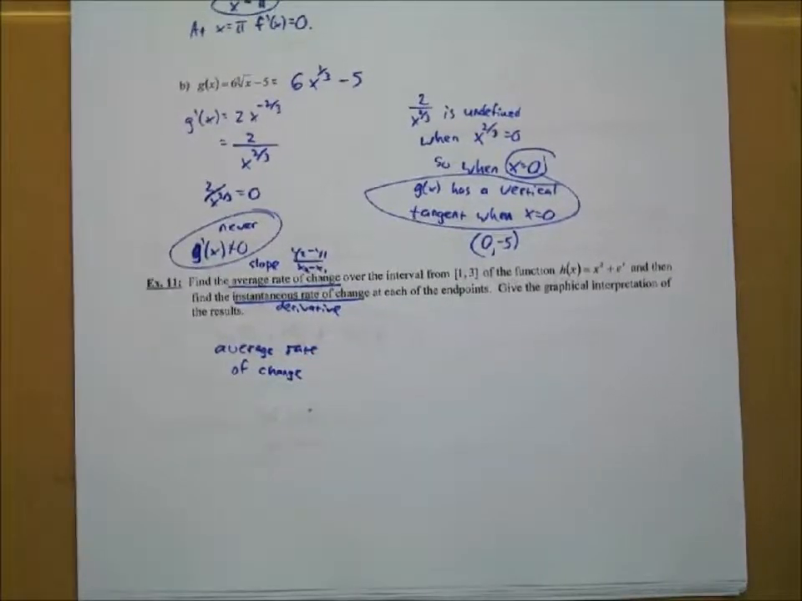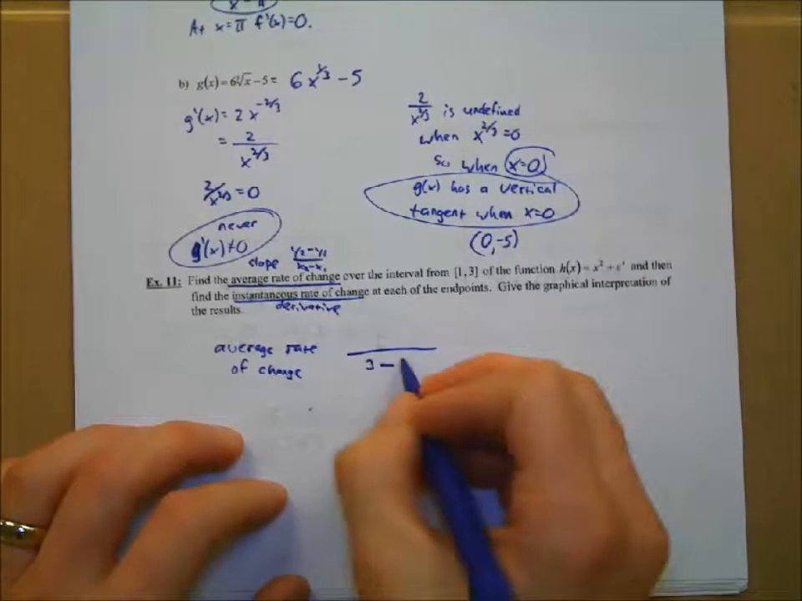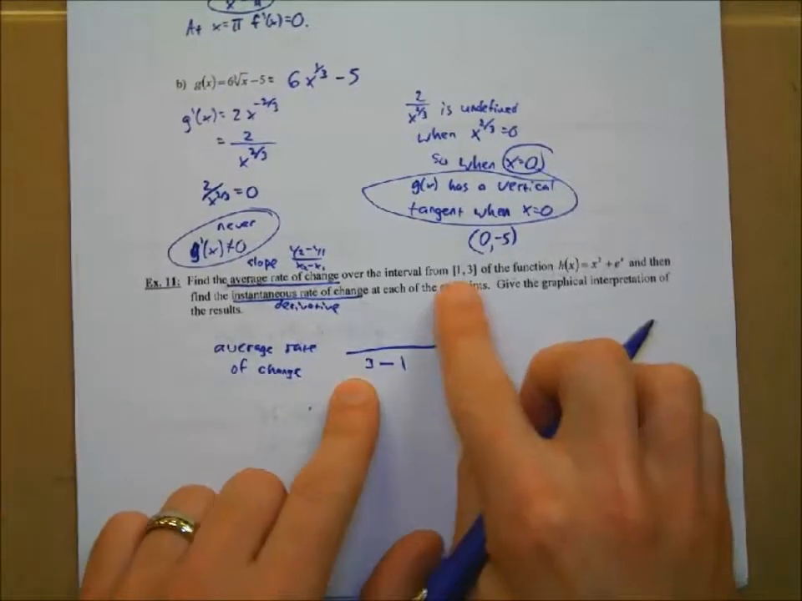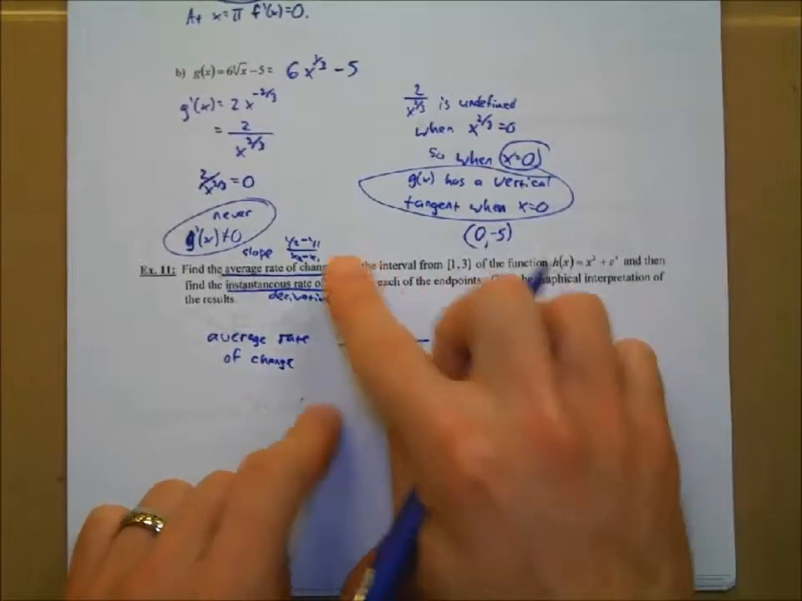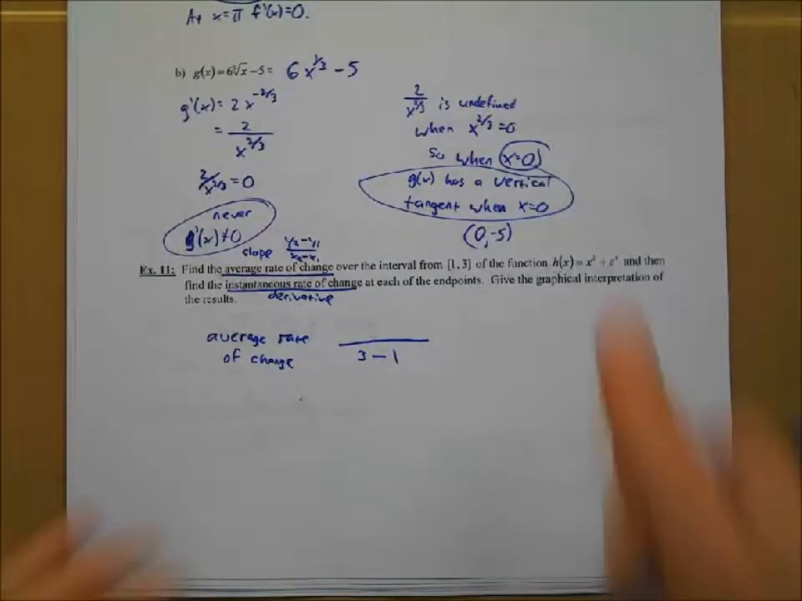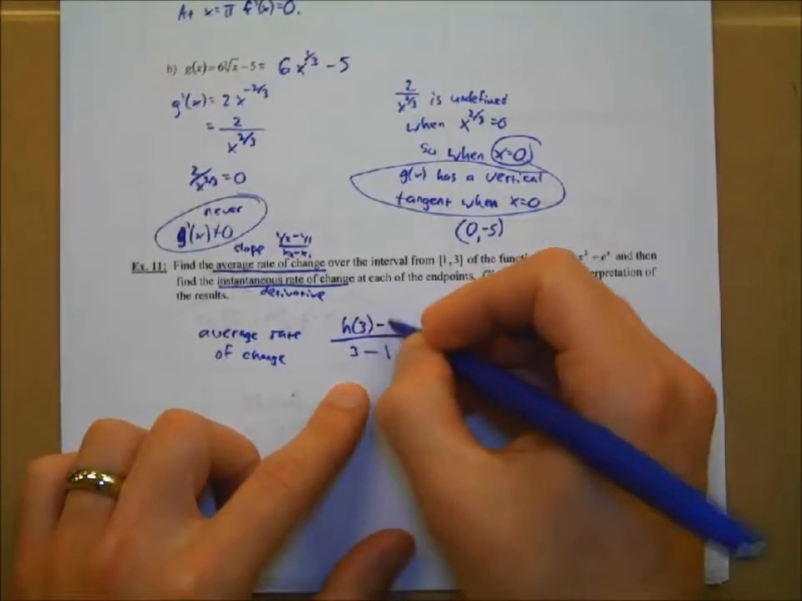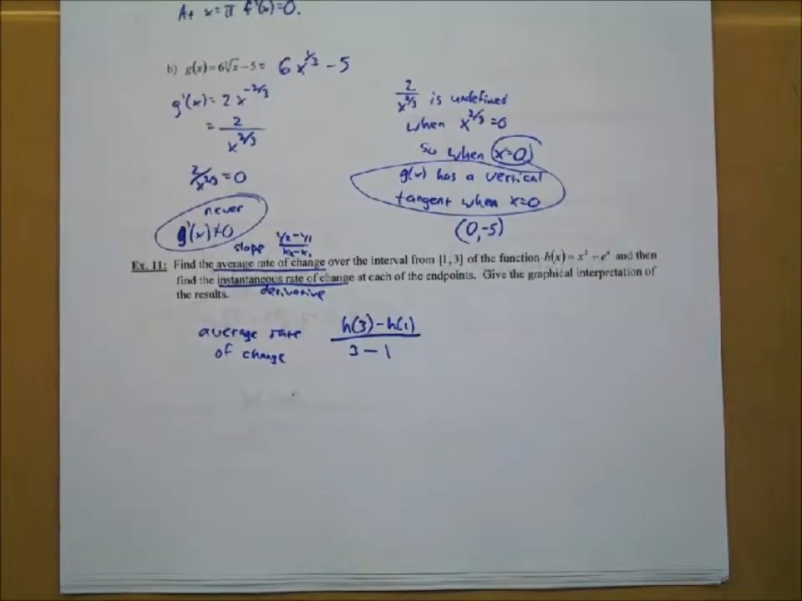Okay, we've got the x-coordinates. It's 1 and 3, so I'll just go ahead and do 3 minus 1. How can we use these x-coordinates then to find the y-coordinates on top there? We aren't given those, but how can we find them? Plug them into the function h of x. So I'm going to write it out explicitly here: h of 3 minus h of 1, like so.